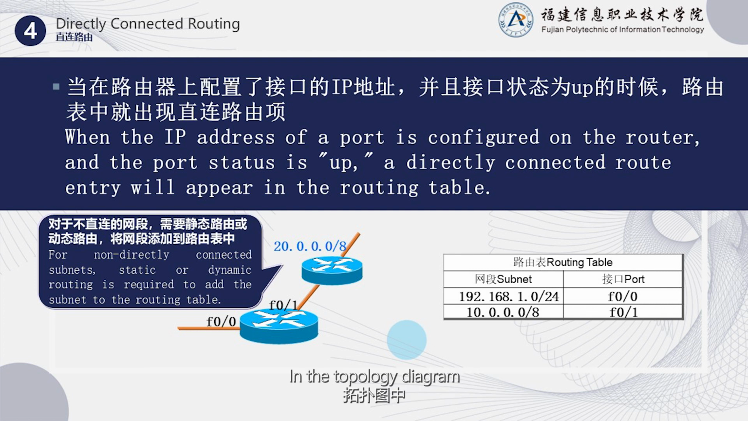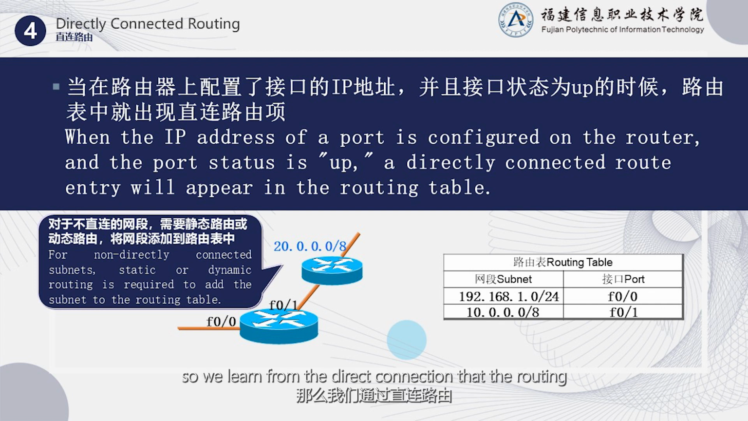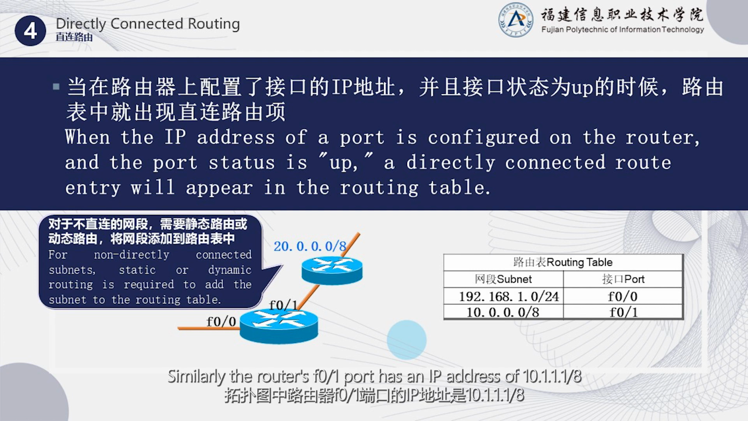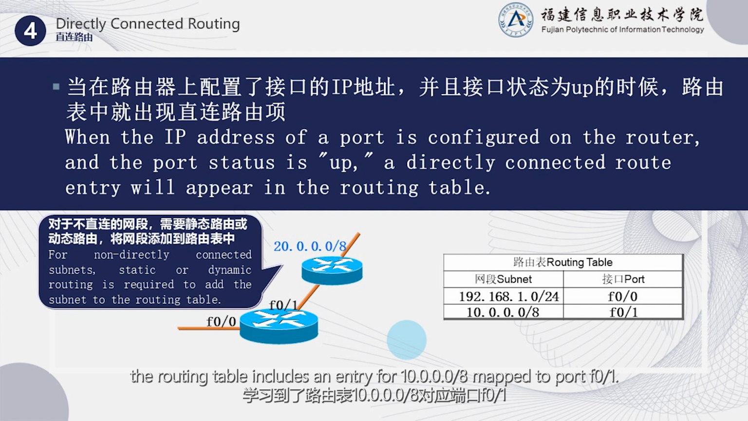In the topology diagram, the router's F0/0 port has an IP address of 192.168.1.1/24. So we learn from the direct connection that the routing table includes an entry for 192.168.1.0/24 mapped to port F0/0. Similarly, the router's F0/1 port has an IP address of 10.1.1.1/8. So we learn from the direct connection that the routing table includes an entry for 10.0.0.0/8 mapped to port F0/1.